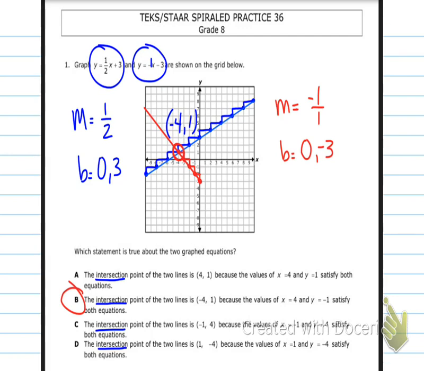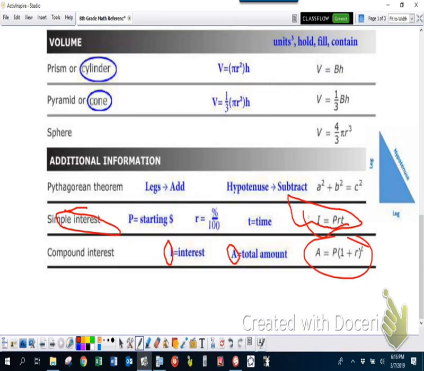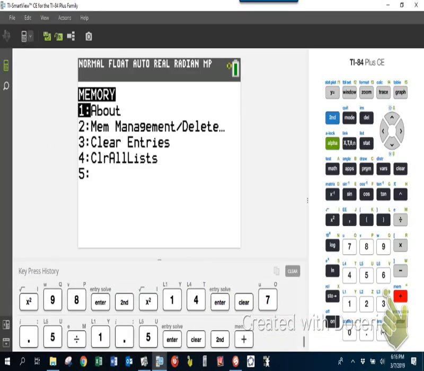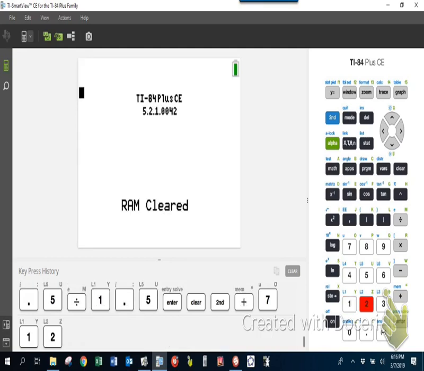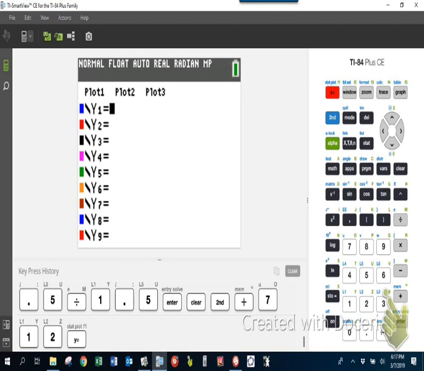Now, I do want to go over how to do this on the calculator, because it's a very easy process. It's just a lot of steps, but it's not bad. So let's go to our calculator. Here we go. Let's reset it just to be safe. So how do we do this on the calculator? Well, the first thing we want to do is graph it, because that's what we did. So let's go to our y equals, and put in both equations.